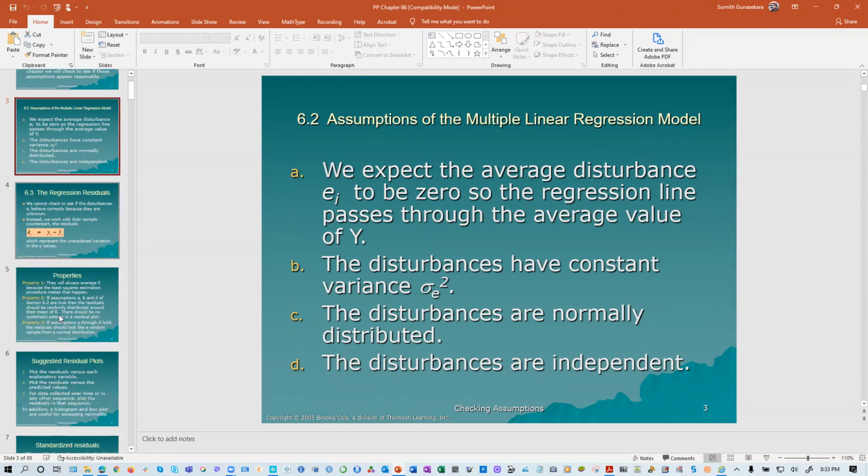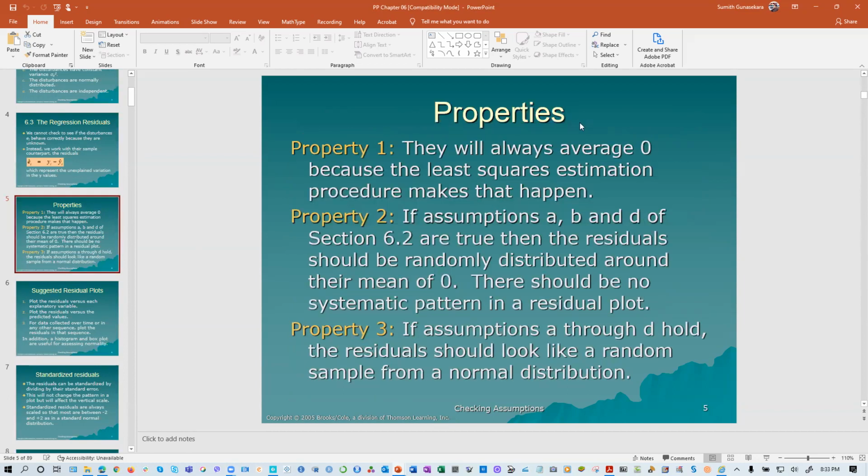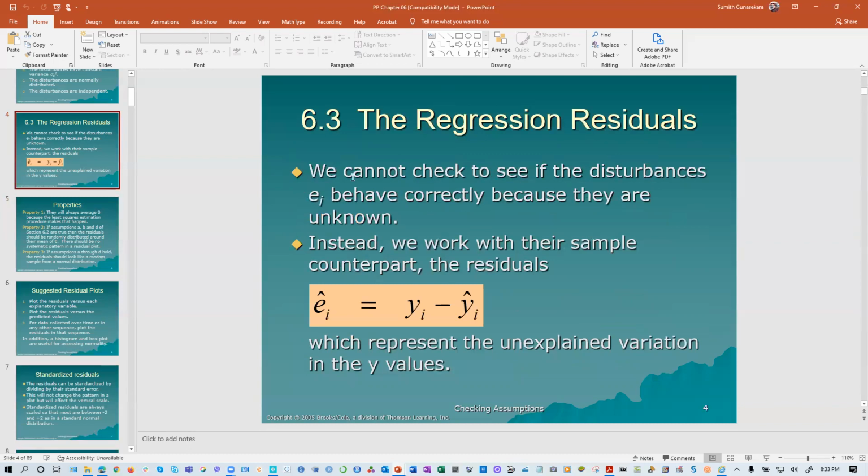Here they say, when it comes to residual properties, we were talking about 3 properties. They will always average 0 because the least square estimation procedure makes that happen. They will always average 0 because they were talking about the residual. We cannot check to see if the disturbances, meaning the error, behave correctly because they are unknown. Error is unknown. This is the key part. Instead we work with their sample counterpart. As I mentioned, instead of looking into the error, you can look into the residual. They call this one residual, the e hat.